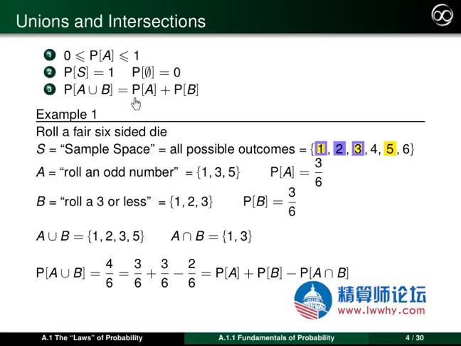The probability of A union B is the probability of A plus the probability of B. But as I told you, this was going to be less than or equal to, and so to make it a little bit smaller, I subtract off the probability of A intersect B.